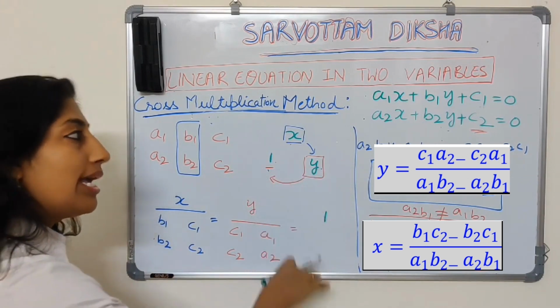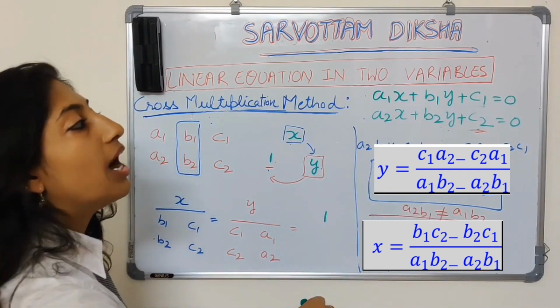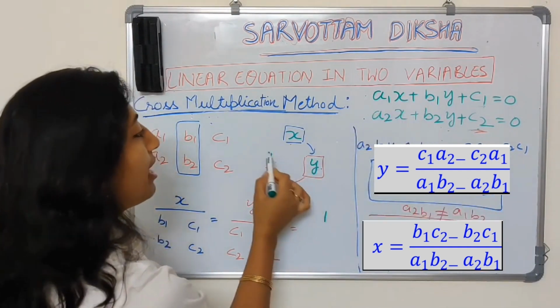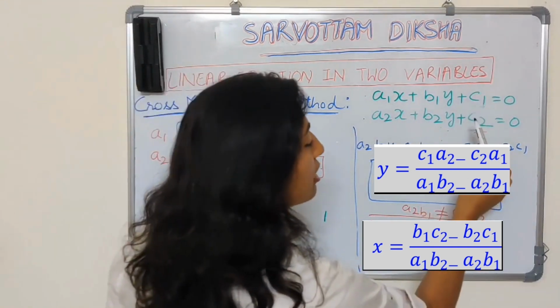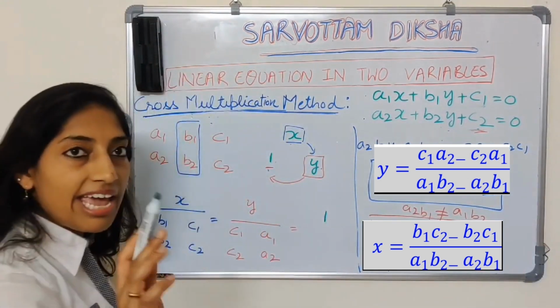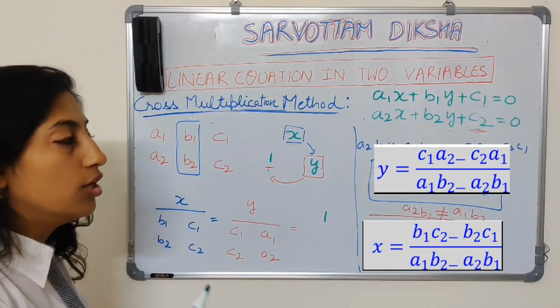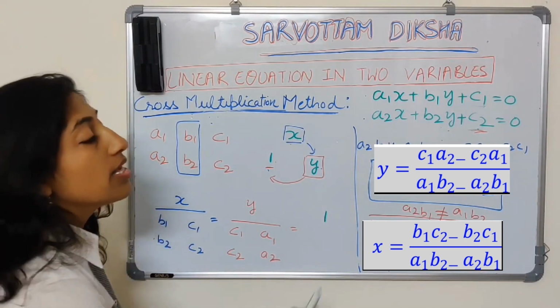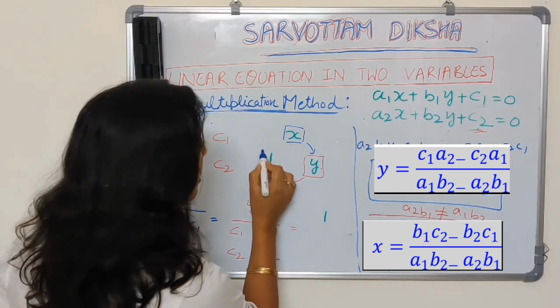This is how I am doing. I am keeping my constant with the LHS only, my RHS is 0, and I am keeping 1 positive here. If you keep C1 and C2 on the RHS, there will be a problem with your sign. You won't get the correct answer. So I am repeating again: keep C1 and C2 with the LHS and keep 1 here.